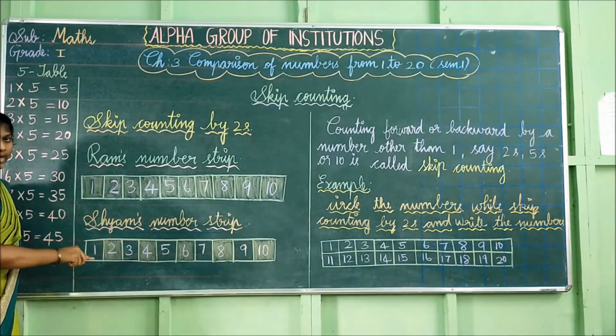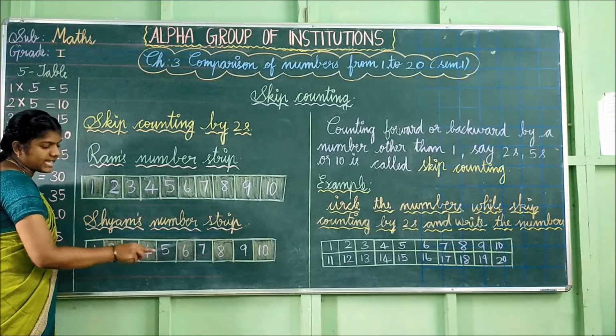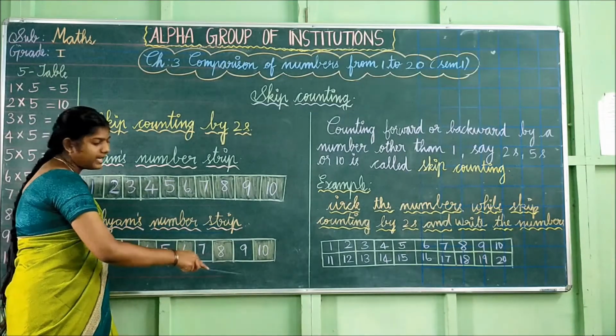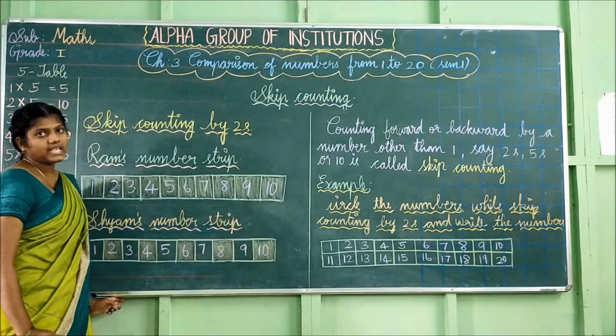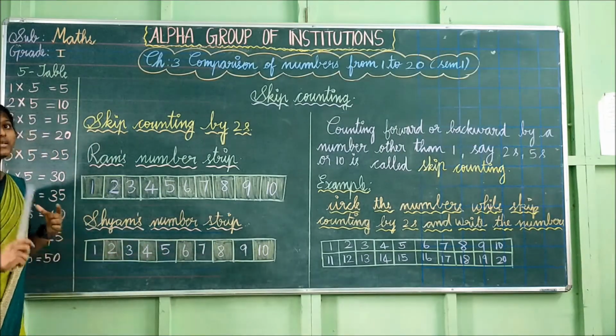Next he left one and colored the second one. Next also he left one and colored the second one. And see here also he left one and colored the second one. So he left one and colored the second place.